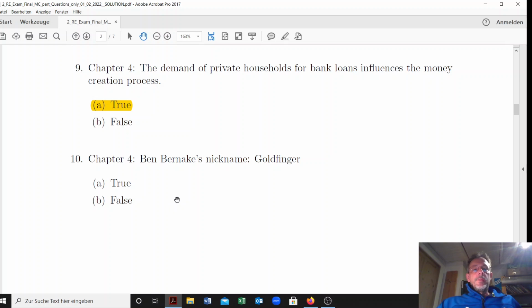Chapter number 4, Ben Bernanke's nickname is Goldfinger. This is not right. So B.